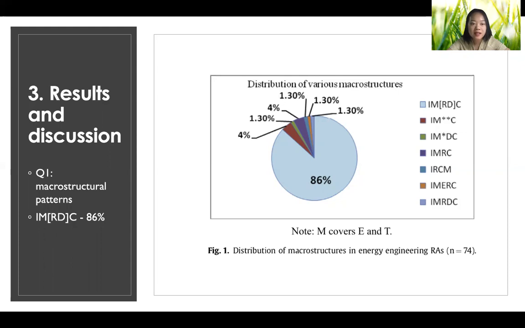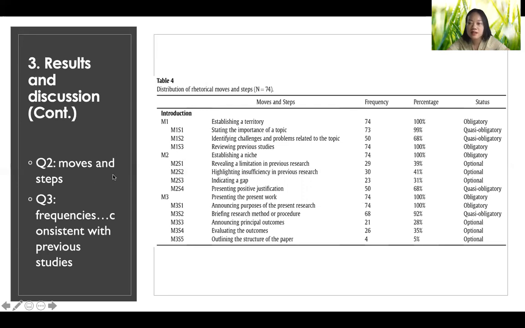IMRDC, in this pattern, the authors of these research articles preferred to combine results and discussions together as a separate section. So as you can see, there are other macro structures, but the IM combined R and D C is the most salient pattern in the articles. As for the second research question about the moves and steps of these research articles, they also found these moves and steps in each of the sections.